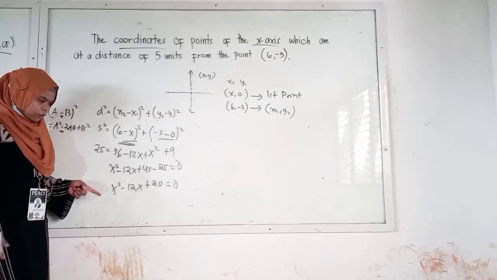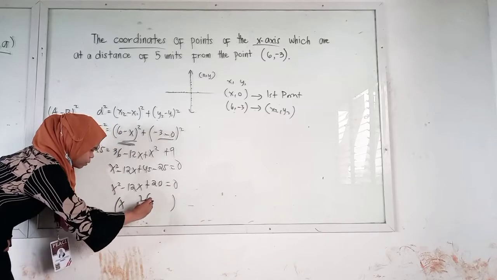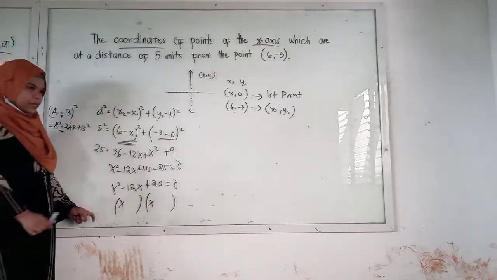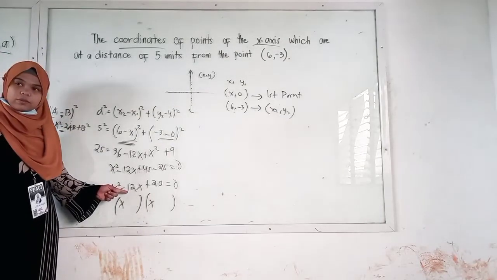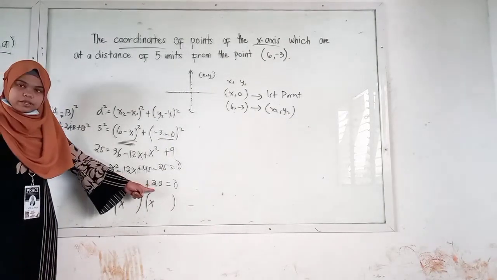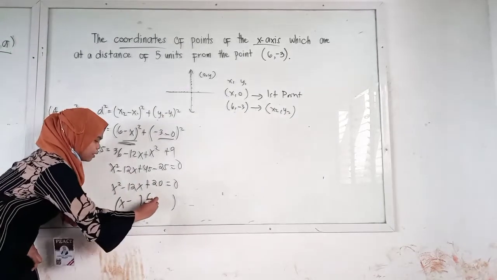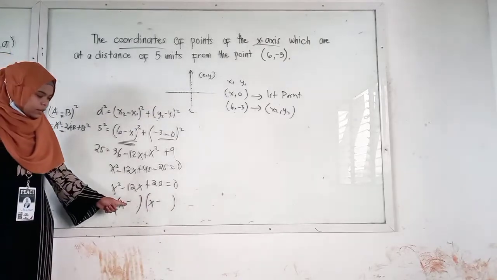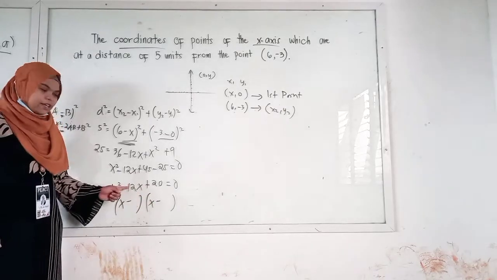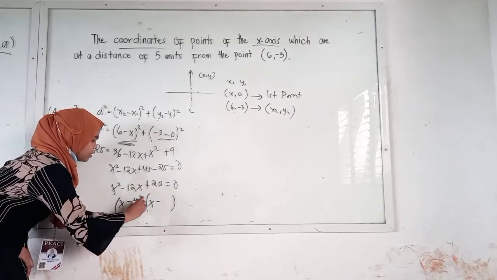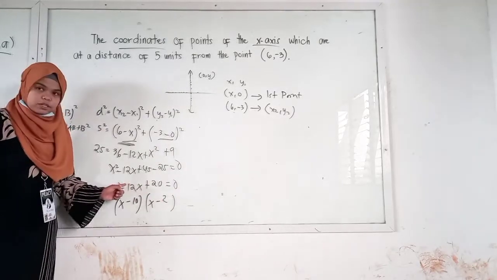So paano ito ma-factor? So I can distribute the 2x. Separate ko yan. Ano ba yung numbers na pag i-multiply ko ay 20, tapos pag i-add ko ay 12. So since positive dito, tapos negative yung middle term ko, that means lahat sila dapat negative. Because negative times negative is positive. Negative plus negative is negative. So that is 10 at saka 2. 10 times 2 is 20. 10 plus 2, that is 12.